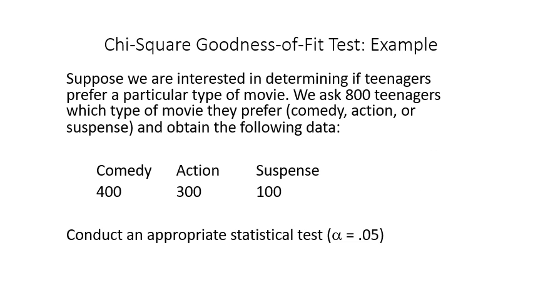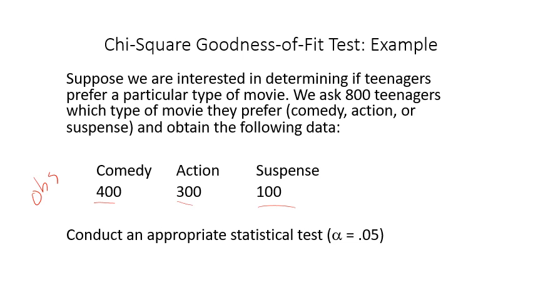So let's look at an example. In this example, we're interested in determining if teenagers prefer a particular type of movie. We ask 800 teenagers which type of movie they prefer, comedy, action, or suspense, and the following data is obtained. These are going to be our observed frequencies: 400 for comedy, 300 for action, 100 for suspense.